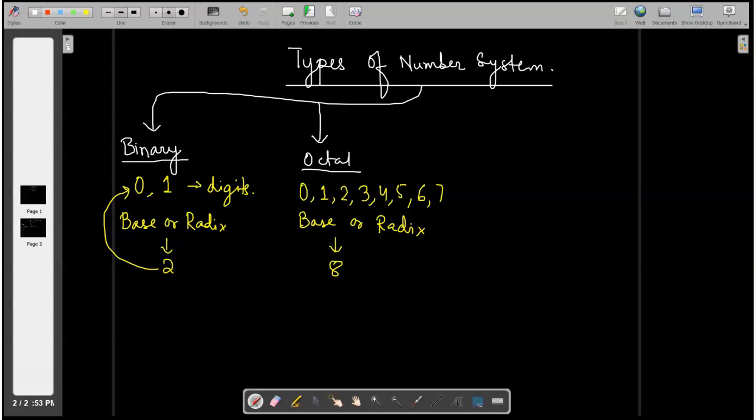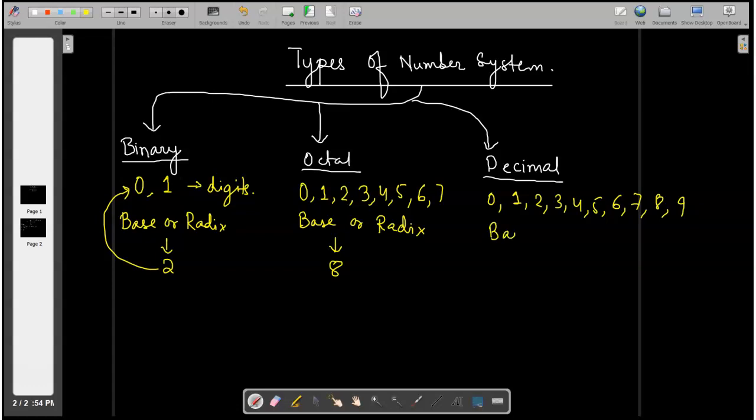Now, the next type of number system is the decimal number system. Decimal number system, we use it in our everyday life. So what are the digits of a decimal number system? The digits are 0, 1, 2, 3, 4, 5, 6, 7, 8, 9. Alright, so there are a total of 10 digits, and that is why the base or radix of a decimal number system is 10.